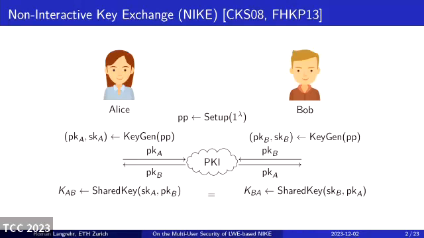A famous example for this is the Diffie-Hellman key exchange, but this talk will be about an instantiation from the LWE assumption. And for this, we have to slightly relax the notion of NIKE. So we ask these shared keys to be the same only with high probability.